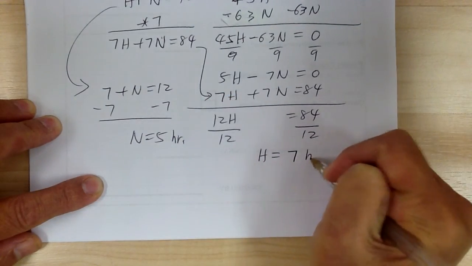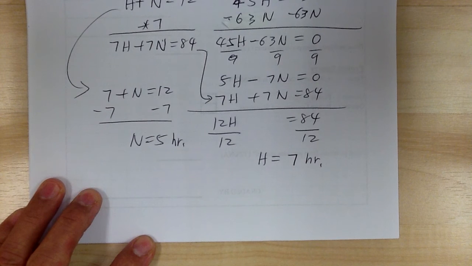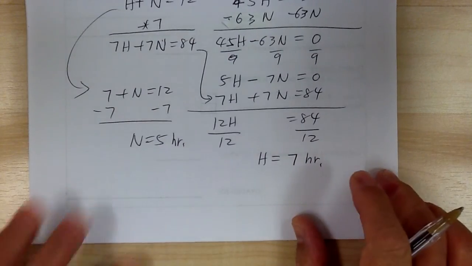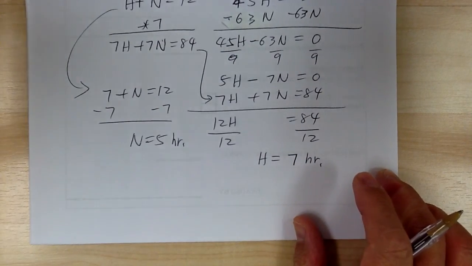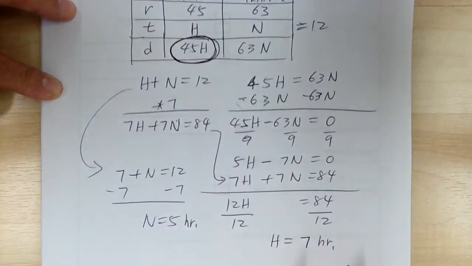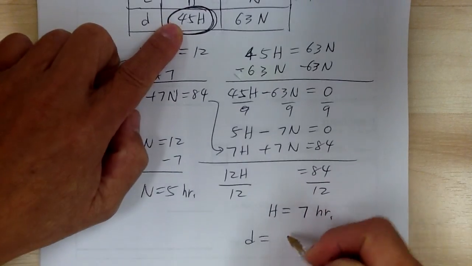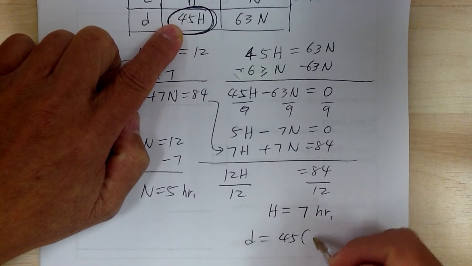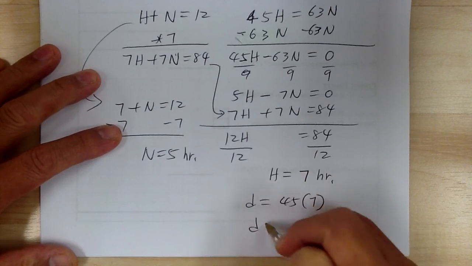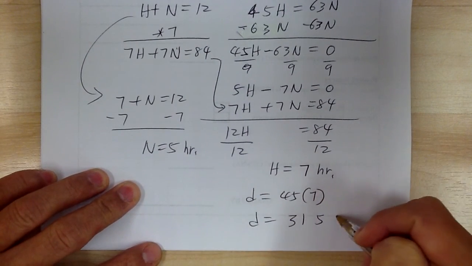Okay? Now, don't box here. You have to go back and answer the question. It says, how far is the home from San Diego? Oh, okay, we waste time doing this for nothing. He asked for the how far. So you're looking for this over here, the distance. So you're looking for 45h. So the distance equal to 45 times 7. So distance equal to 315 miles.